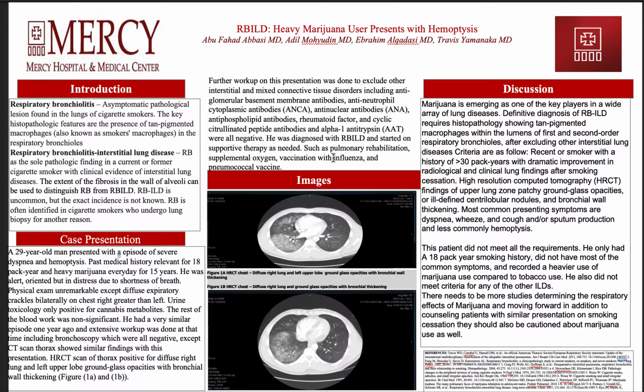The patient at this time was diagnosed with RB-ILD and was started on supportive therapy. The patient was also told to follow up for pulmonary rehabilitation, quit smoking, and stop the use of tobacco and marijuana.